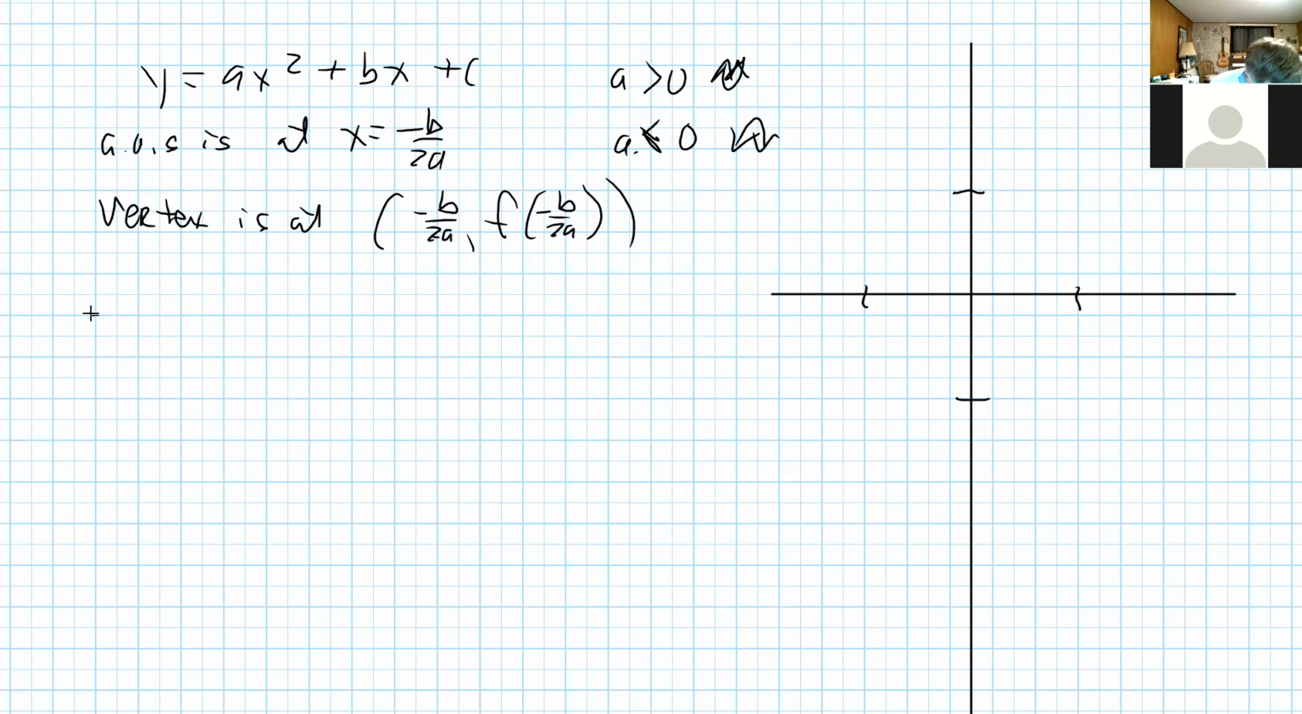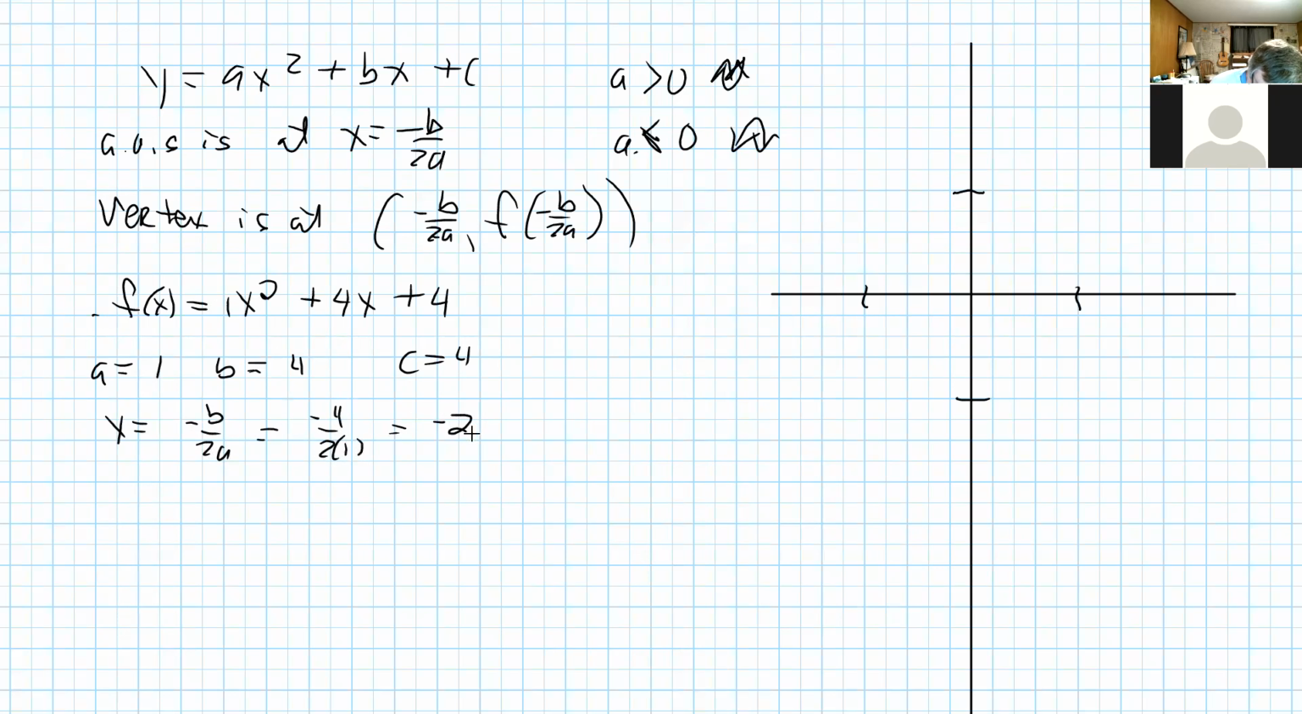Let's say we've got the following equation, f of x equals x squared plus 4x plus 4. We know that a is 1. There's an implied 1 there, so the parabola is going to open upward. A is 1, B is 4, and C is 4. So x equals negative b over 2a would be negative 4 over 2 times 1, which is negative 2.